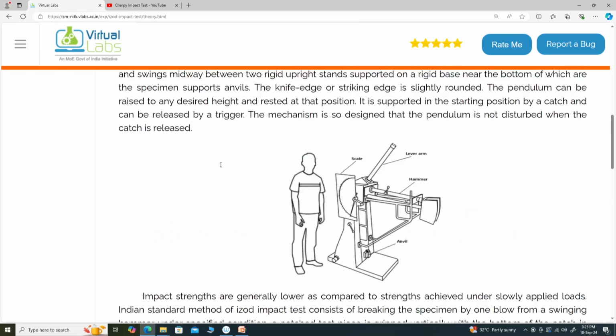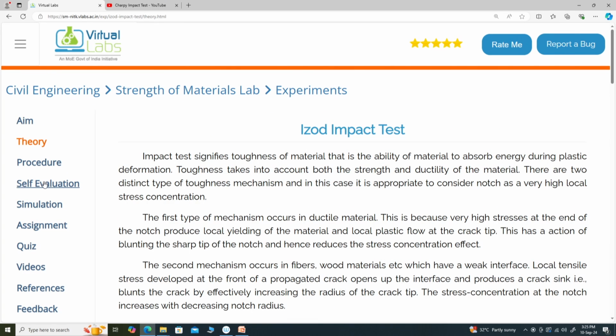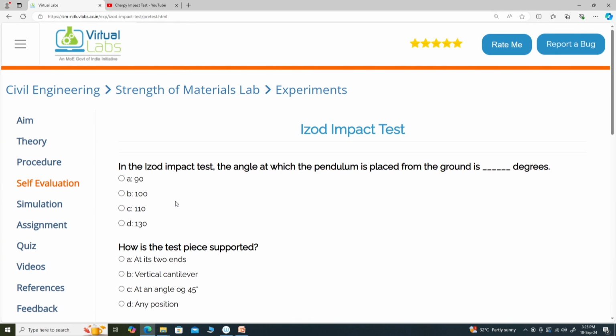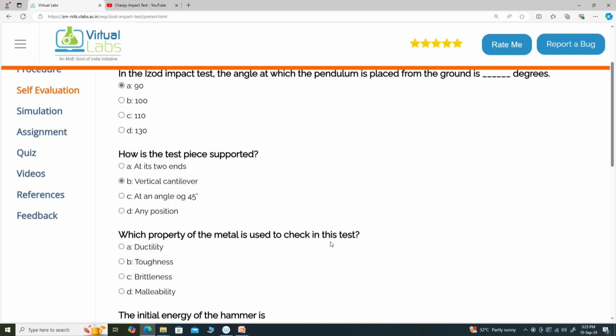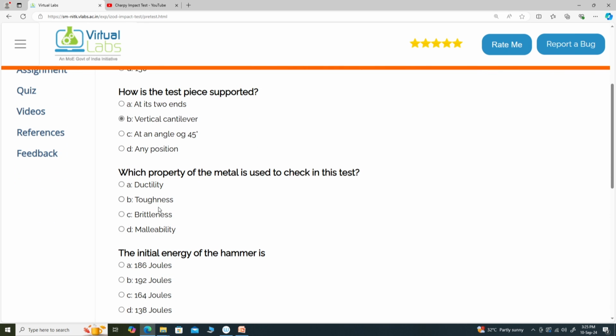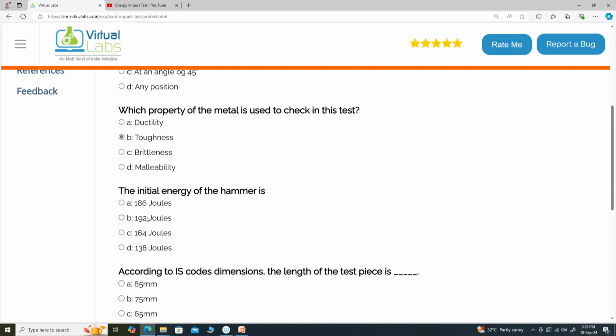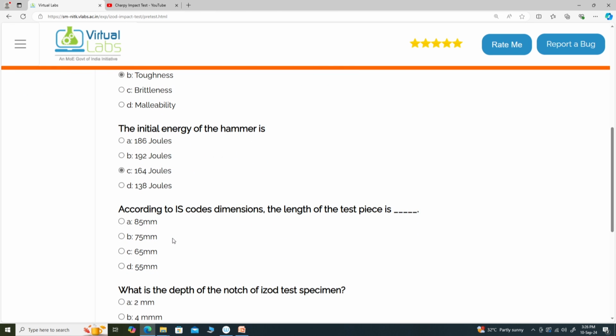Let us try to go through the self evaluation questions. In the IZOD impact test, the angle at which the pendulum is placed from the ground is 90 degrees. How is the test piece supported here? Here we have a vertical cantilever and it is supported accordingly. Which property of metal is checked in this test? Ductility, toughness, brittleness, malleability. Definitely we are checking toughness here. The initial energy of the hammer is 164 joules. This was written in the theory. I am just marking the answer.